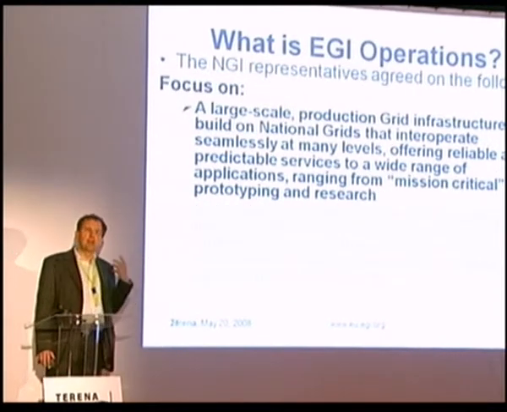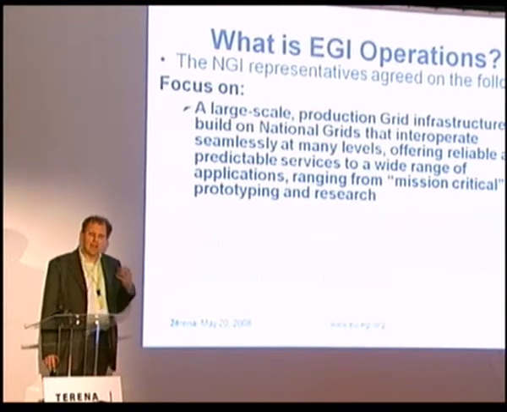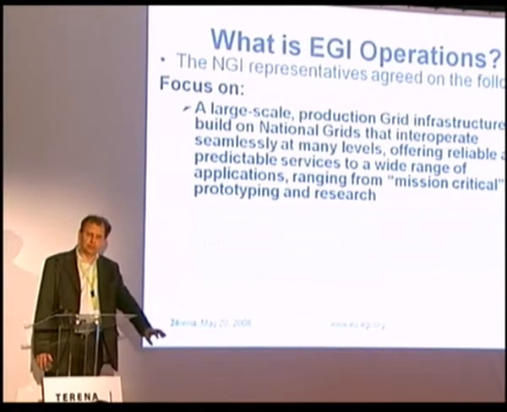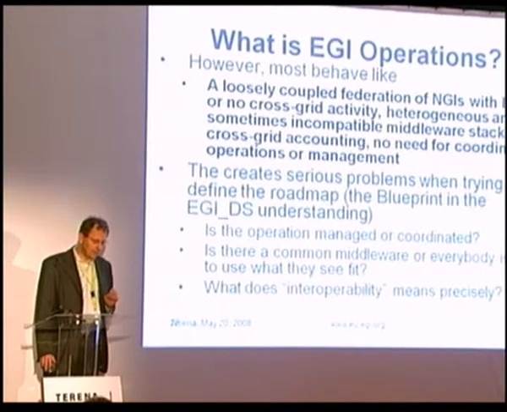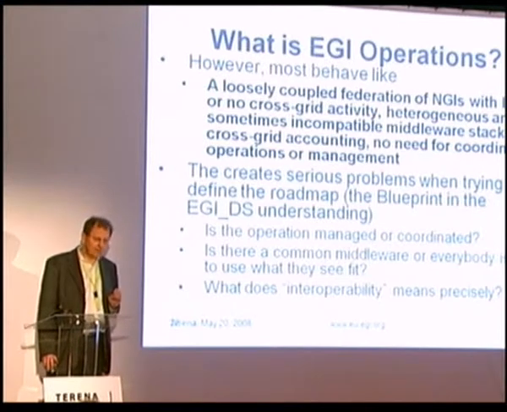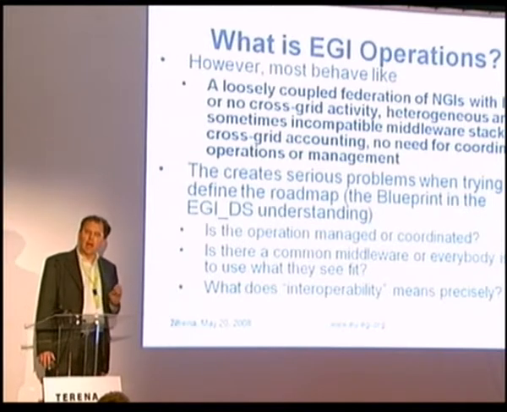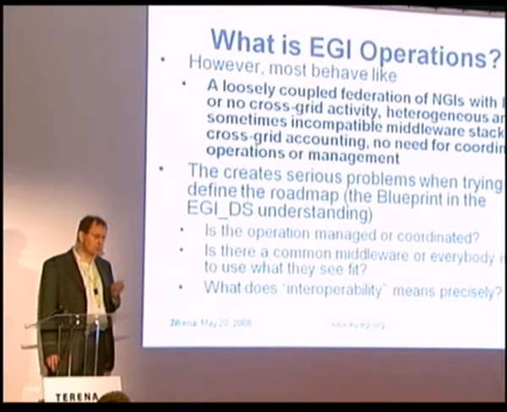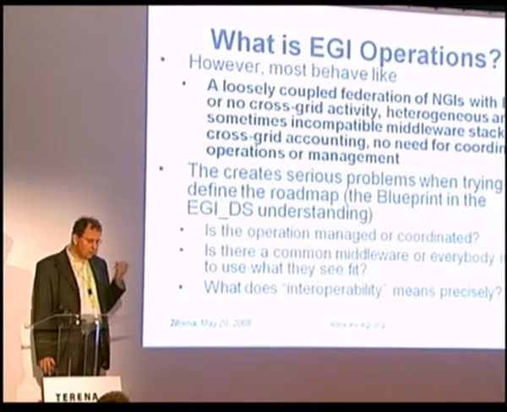Naturally, because there is strong backing of EGEE and its communities behind it, the input for the EGI design study was to focus on the first one, this large-scale infrastructure. However, most people, in fact, behave as if the second one, the loosely coupled federations, is the right solution for the grids. So currently, and we will see what will happen in June, there is a kind of serious problem when trying to define the roadmap for the future.